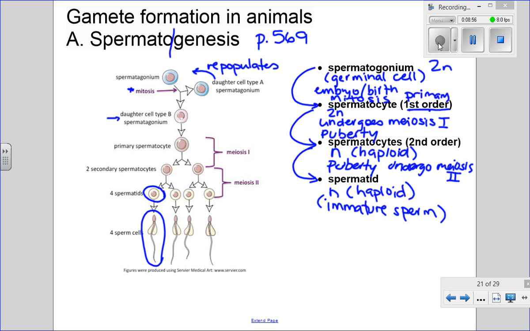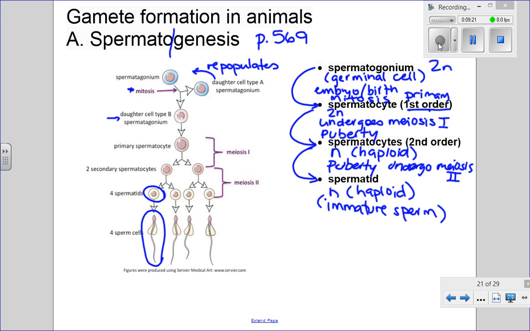So this is what happens during spermatogenesis. We start with the spermatogonium. It undergoes mitosis to become a spermatocyte of first order. Those two cells are both diploid. Once the primary spermatocyte undergoes meiosis 1, now we have haploid cells for the rest of it.